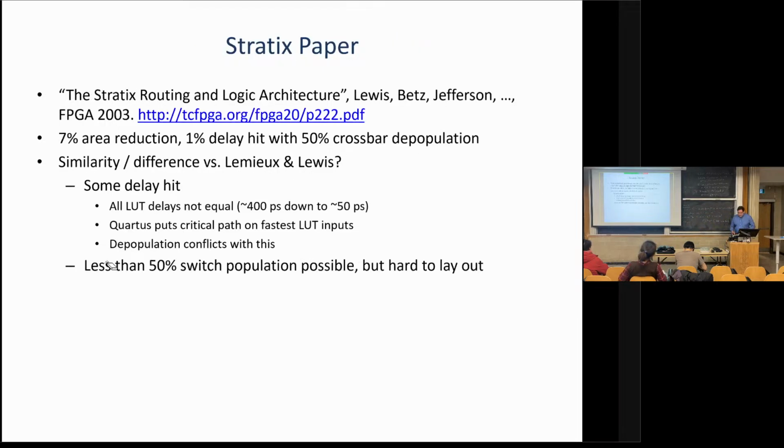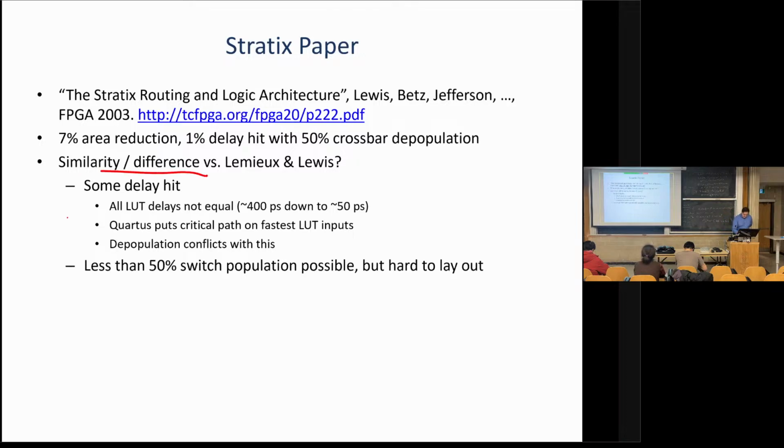Okay, so the Stratix paper that I talked about also looked at this. Prior Altera architectures did use local crossbars, but they were fully populated. So for Stratix, we also looked at depopulating them. And we actually found that 50% was also good. We could take half of the switches out. We didn't get as big an area reduction. We got 7%, and we took a little bit of a delay hit, 1%. So it's pretty close to what Lemieux and Lewis found.